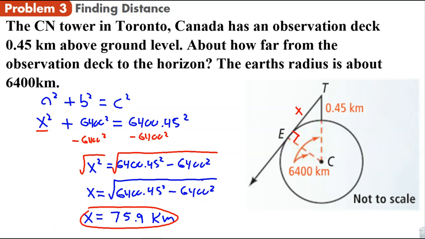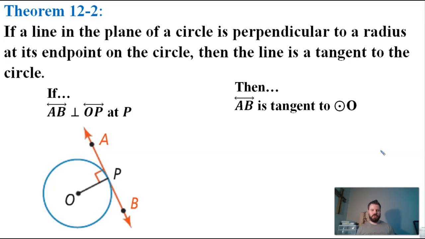All right, nice little application of tangent problems. Okay, two more quick theorems building off the main one we looked at, that tangents are perpendicular to the circles. The first one is just the converse of that. If a line in a plane of a circle is perpendicular to the radius at its endpoint on the circle, then the line is tangent to the circle.